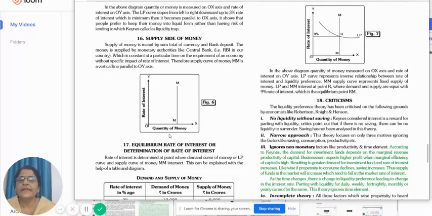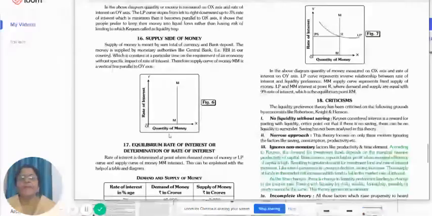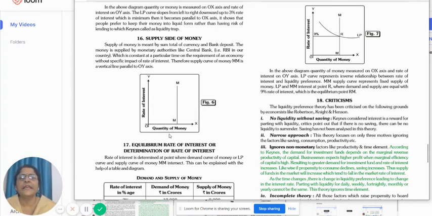We have studied the demand side of money. Now we have to study the supply side of money. Supply of money means the sum total of currency and bank deposits. The money is supplied by monetary authorities like the central bank, that is, the Reserve Bank of India in our country, which is constant at a particular time on the requirement of an economy without specific impact of the rate of interest.